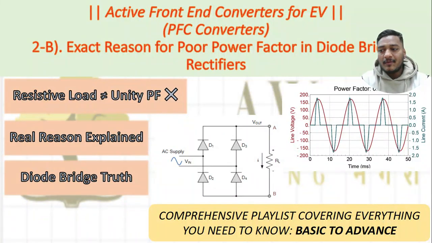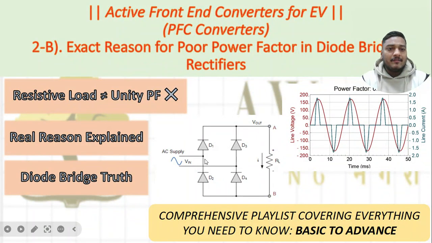Okay, so my friend told me, okay sir, there is a resistive load, and we know that when we apply some voltage to a resistive load, the current follows the same path as the voltage. So that is fine, but why is the same thing not happening in the diode bridge rectifier? What is the exact reason which is causing the problem of poor power factor in the diode bridge rectifier? So, answering this question, I'm making this video because this is a very fundamental video.